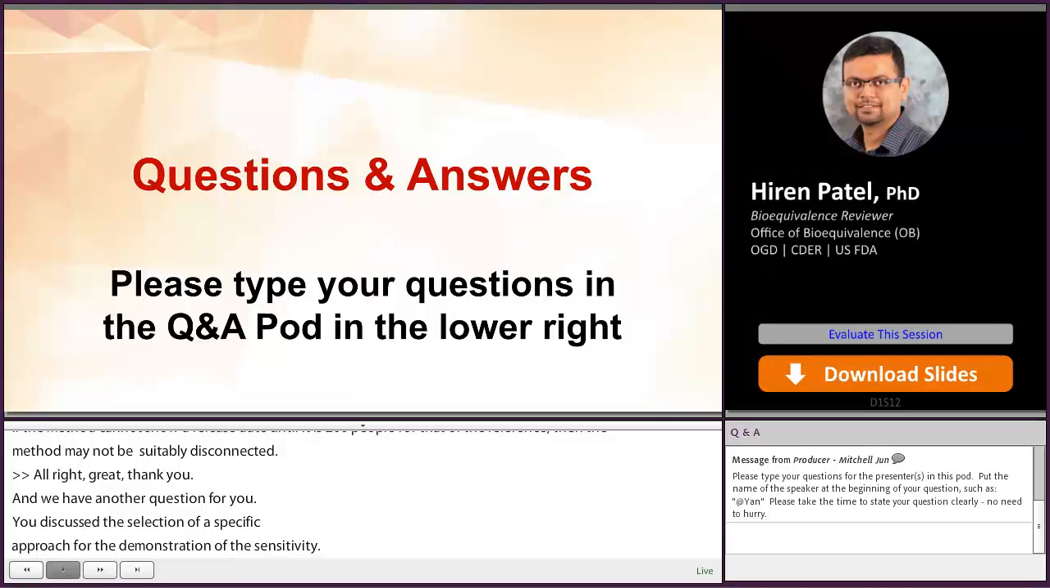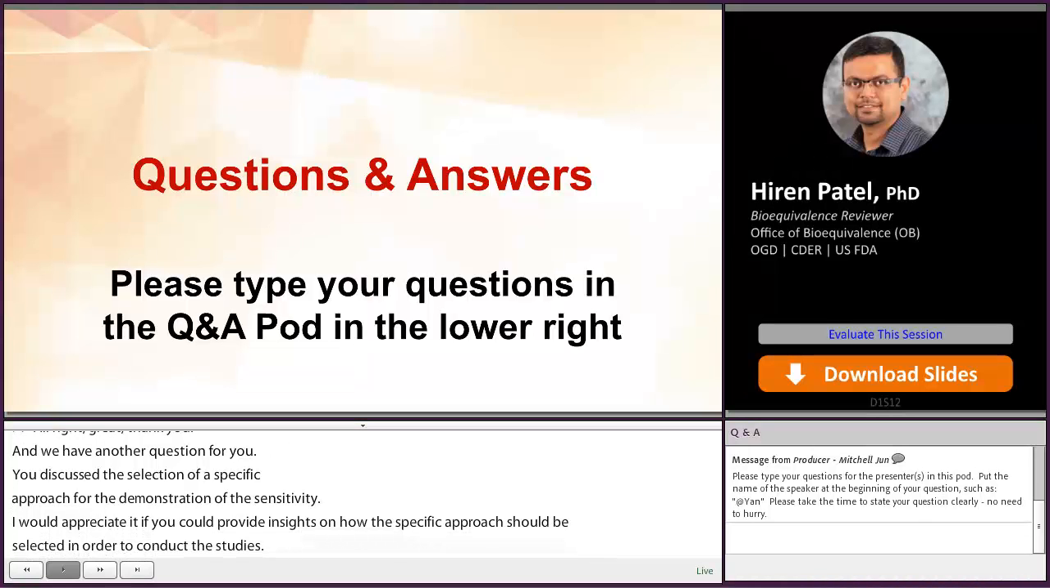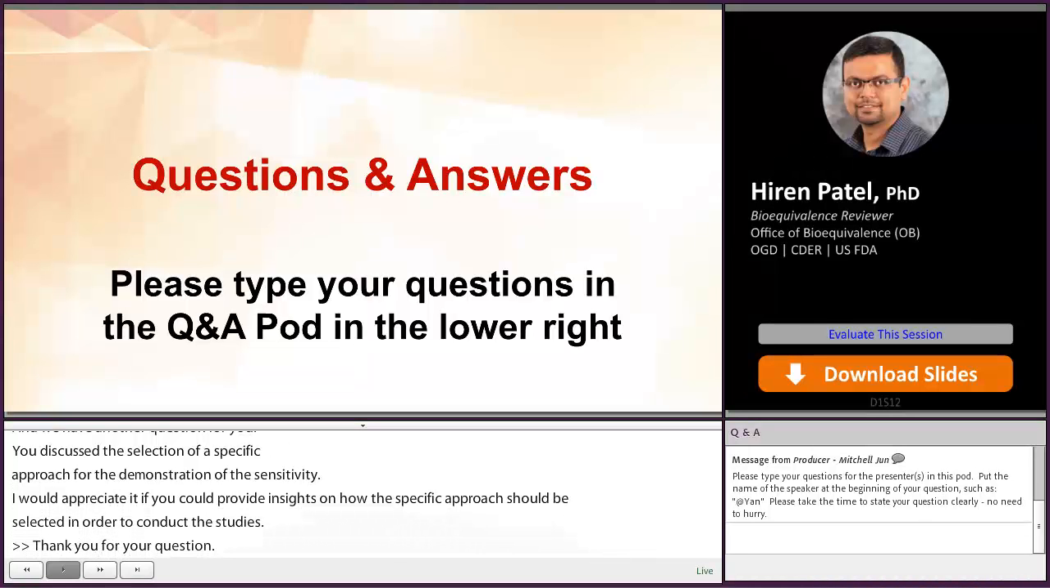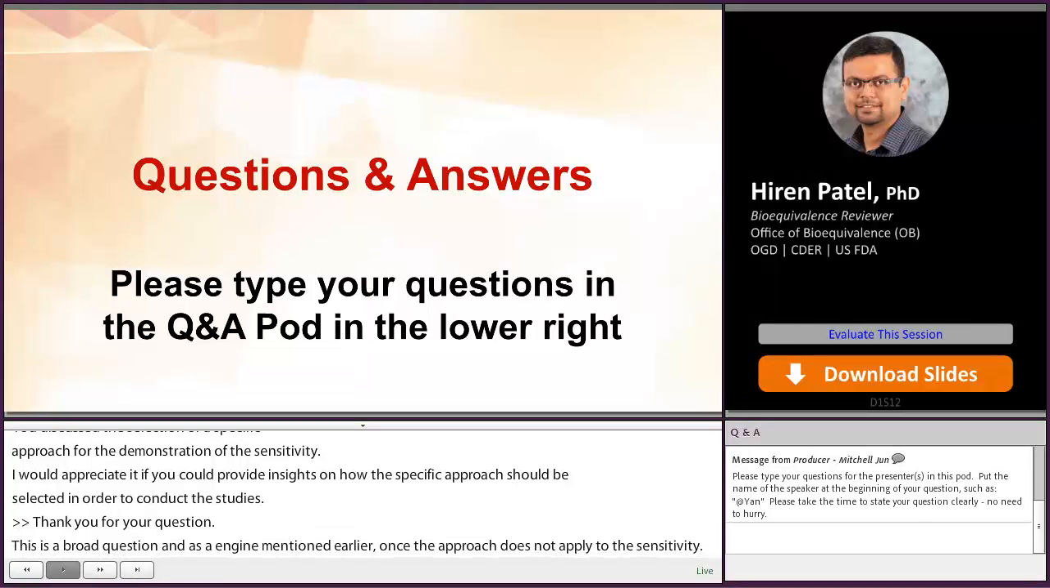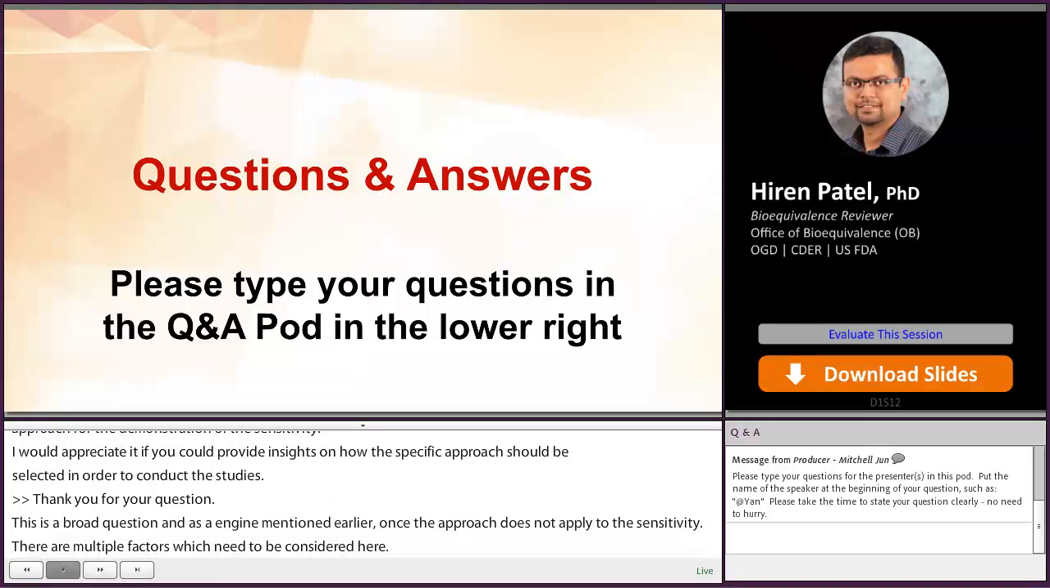Thank you for your question. This is a broad question, and as I mentioned earlier, one-size-fits-all approach does not apply to demonstrate IVPT sensitivity. There are multiple factors which need to be considered here. In general, an IVPT method development study with different dose is well suited to topical products that contain volatile components which evaporate from the formulation following dose application to the skin. The examples are many of the gels, lotions, and creams.